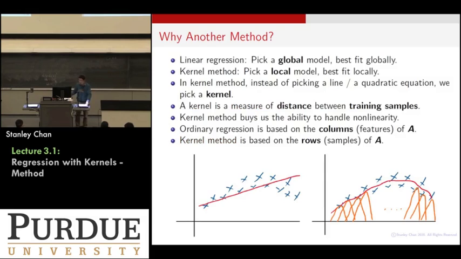Okay, so what is the goal here? Why do we want to study another method? Well, the linear regression that we have been studying so far is like a global model. You give me some data, and then I try to draw one line that fits all the data. Once you give me the model, there's nothing that you can do further. Maybe you can tune the loss function, but that's all.